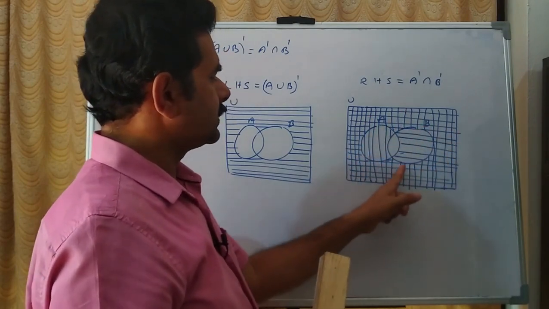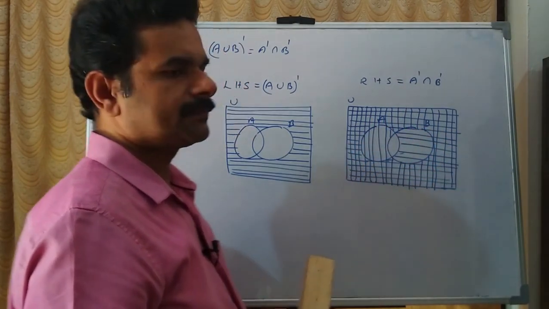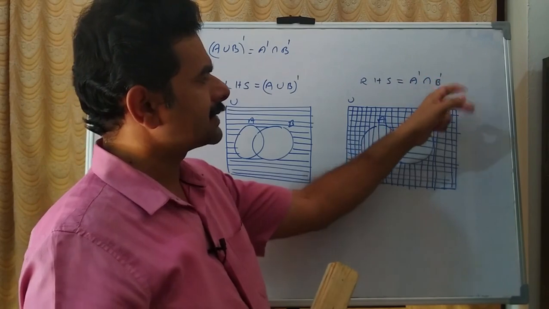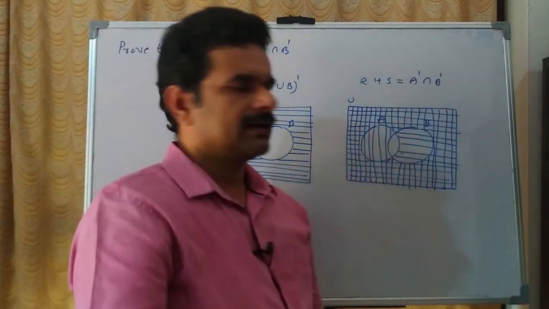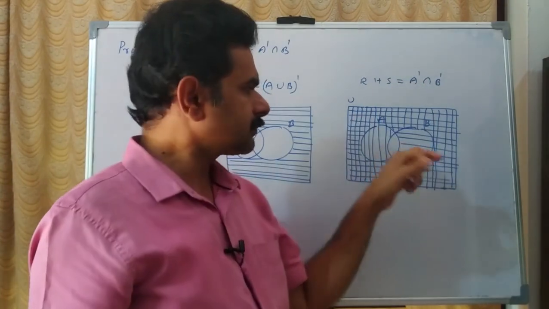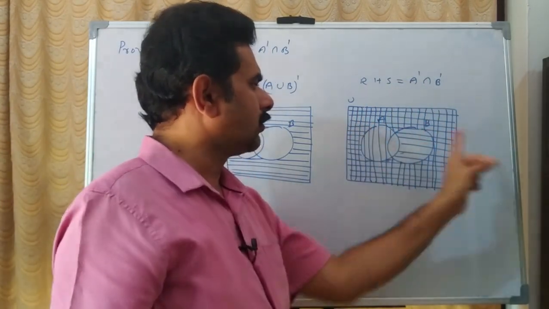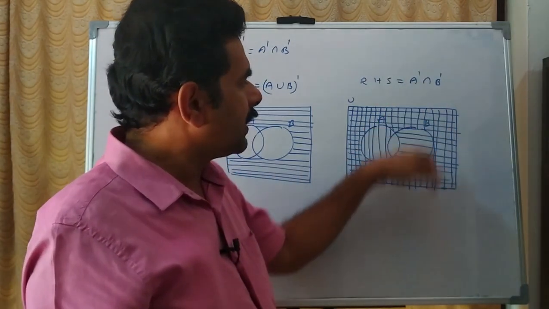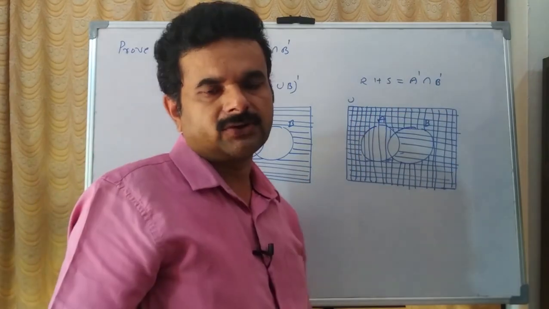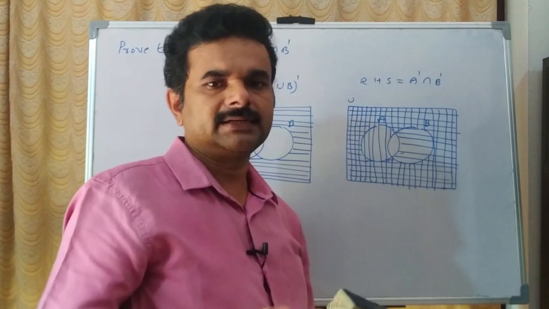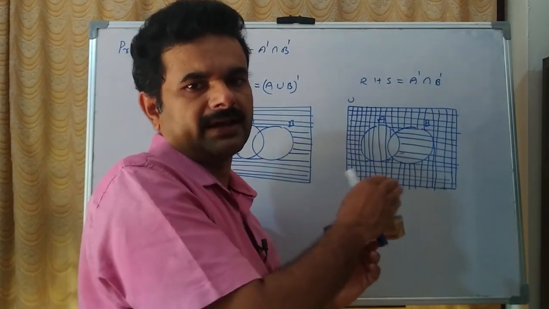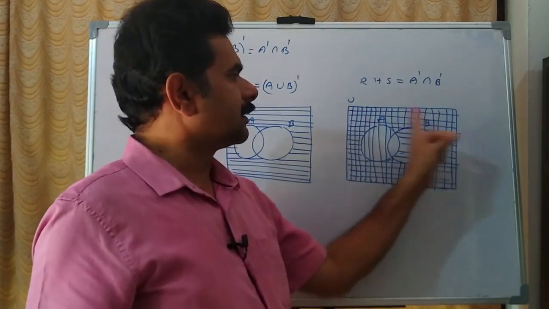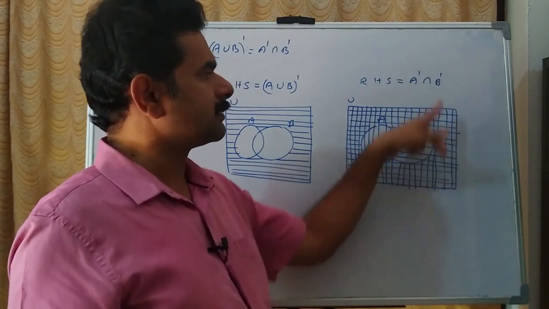So this common shared part represents A complement intersection B complement. Horizontal lines represent A complement and vertical lines represent B complement. I am using two types of shading to identify one for A complement and the other for B complement.